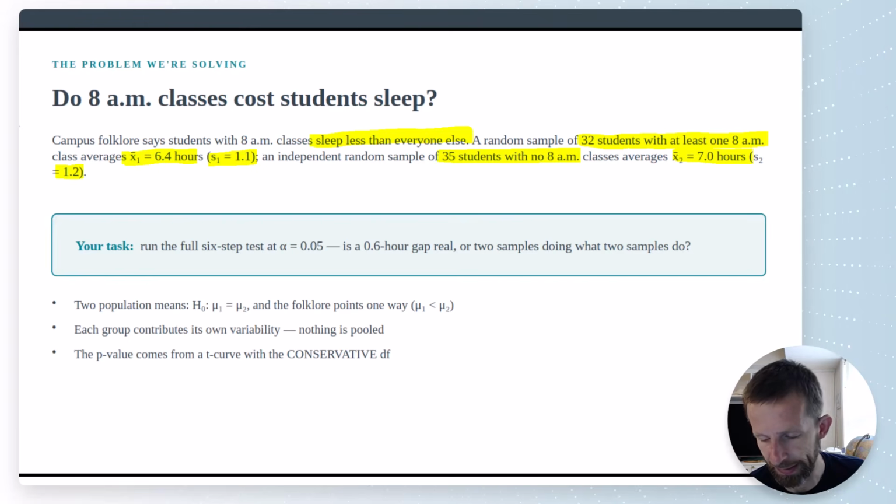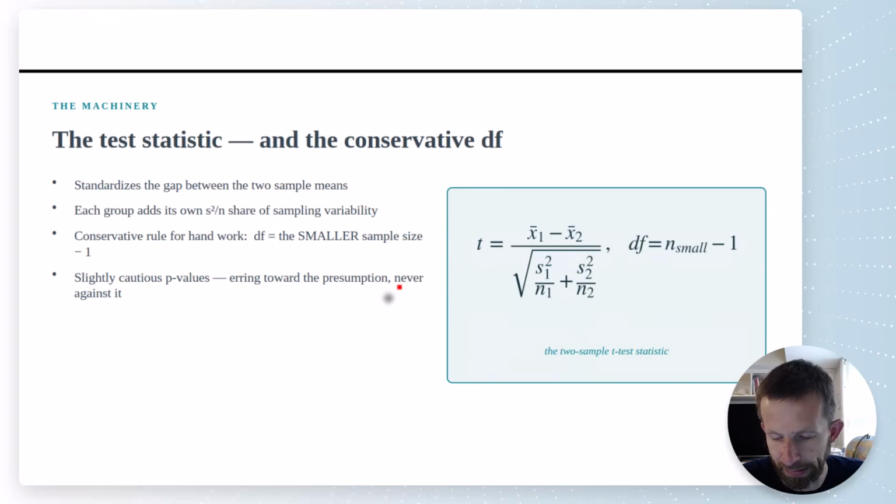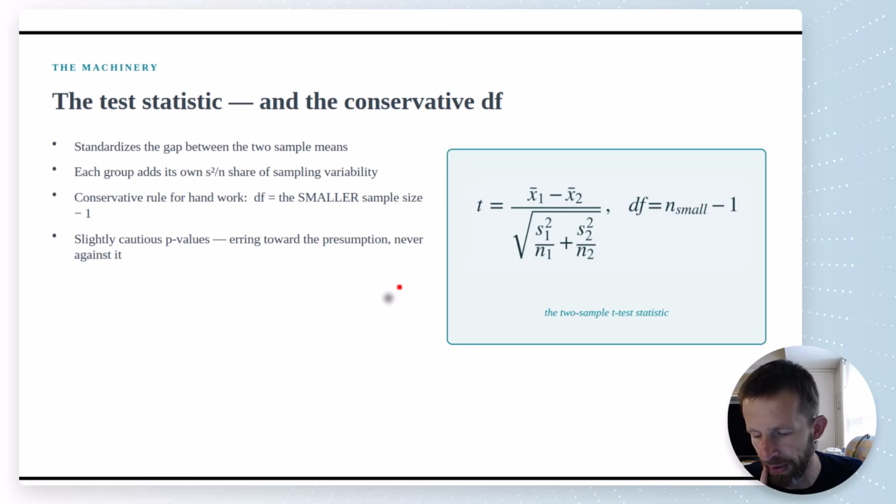So we want to run the 6-step test at the 5% level, and we want to know if the 0.6 hour gap is real. So 36-minute gap. Two population means. We have mu1 is equal to mu2, and our alternate says that the 8 a.m. classes get less sleep than the non-8 a.m. people with classes. Test statistic and conservative degrees of freedom.